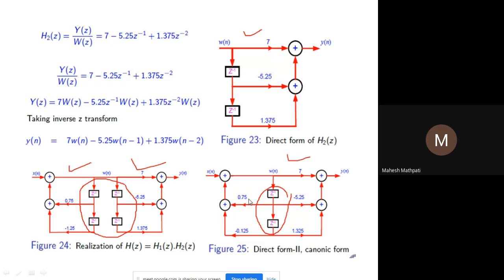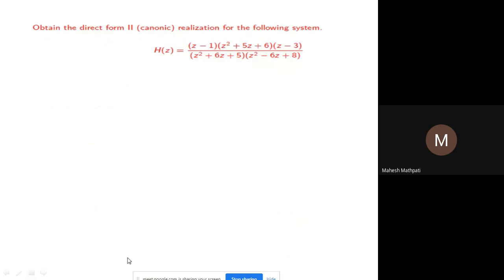Which one seems easier to you all? The first one is easier, or this one? First one, sir. The first one is easier, right? Okay, you just remember that part. No need to go for this one. Okay? Now let's move to the next example.